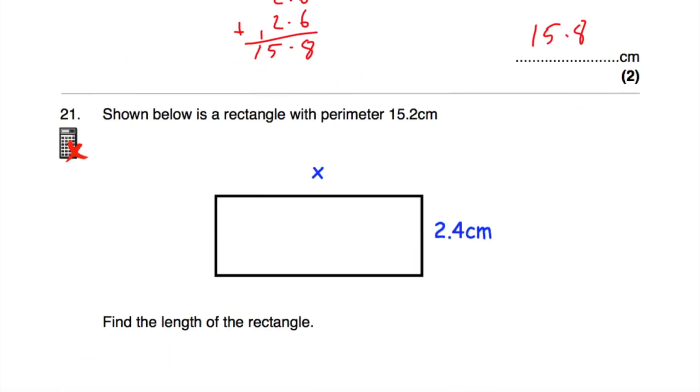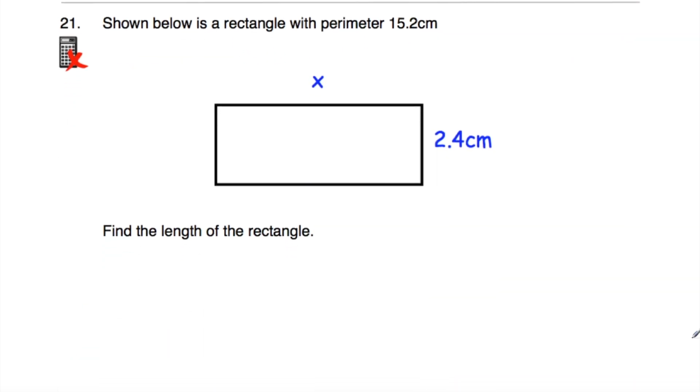Okay, and let's look at our last question, question number 21. We've got this rectangle, and the perimeter of the rectangle is 15.2 centimeters. And we've been asked to find the length of the rectangle. Now we know the width of the rectangle is 2.4 centimeters. That means that this width here would also be 2.4 centimeters. We want to find this length here.